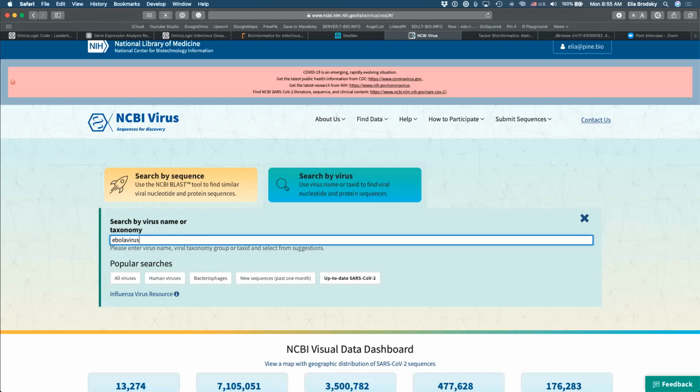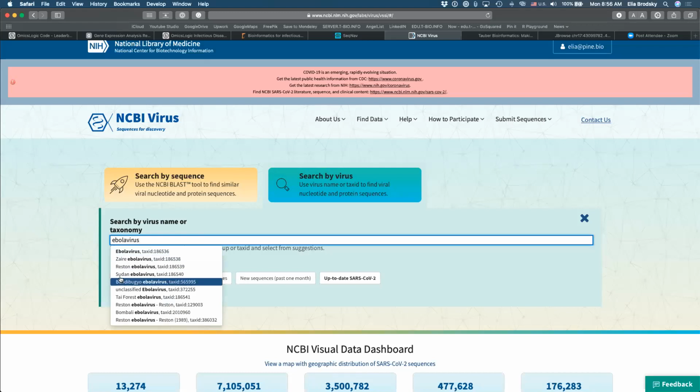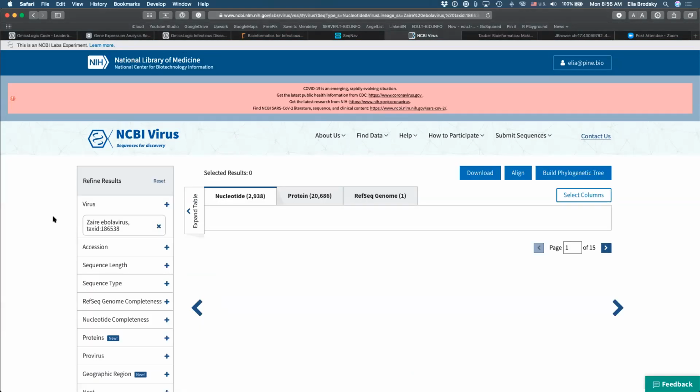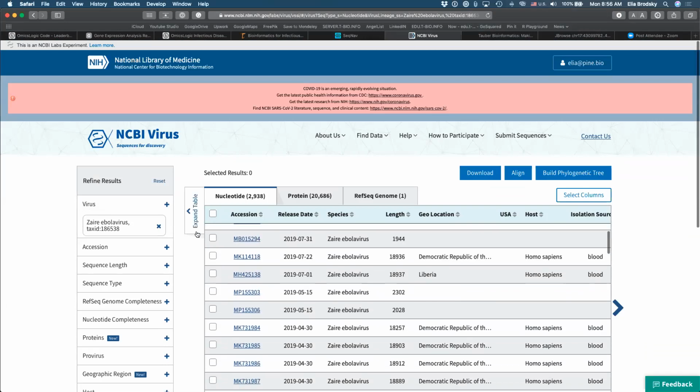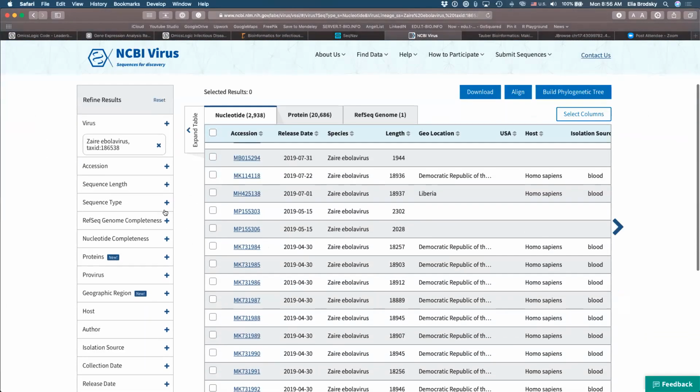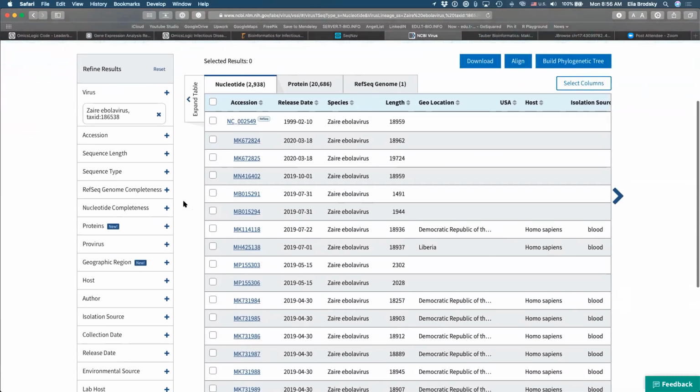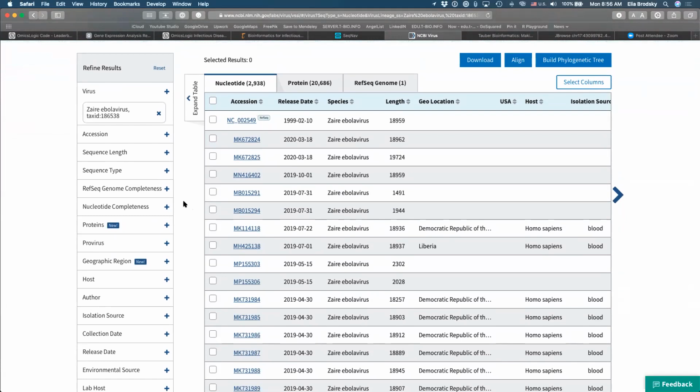Just give it a couple of seconds, and you will see that this drop down appears, where you have different subtypes of that family, the Ebola virus family, and here are the different types of the Ebola viruses. So for example, we can see here Zaire Ebola virus. Once you click on that particular type, you can now see the different data sets that are available. By looking at this data, please let me know how many nucleotide sequences are available for the Zaire Ebola virus. You should be able to find on this page how many nucleotide sequences are available.